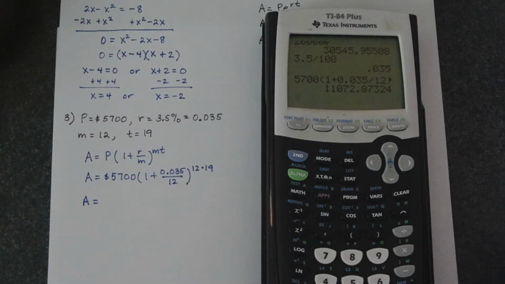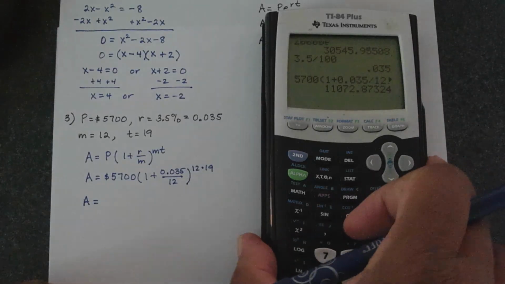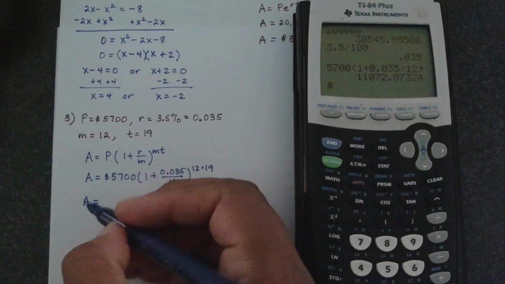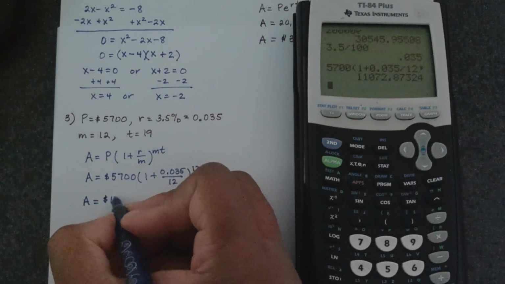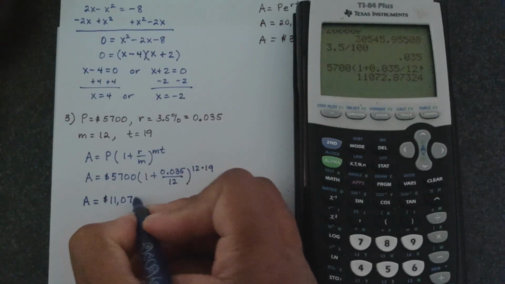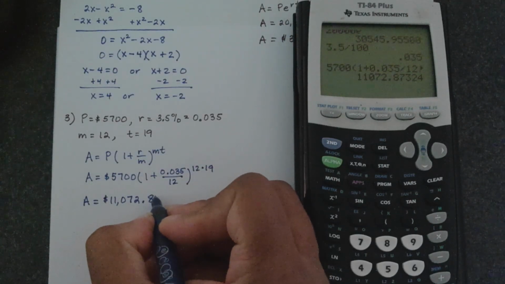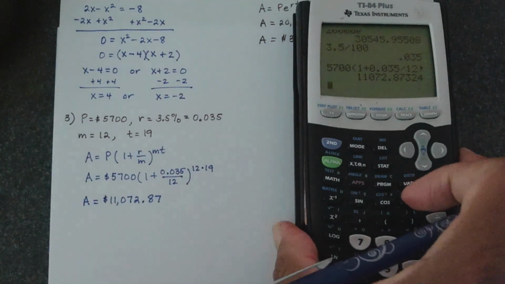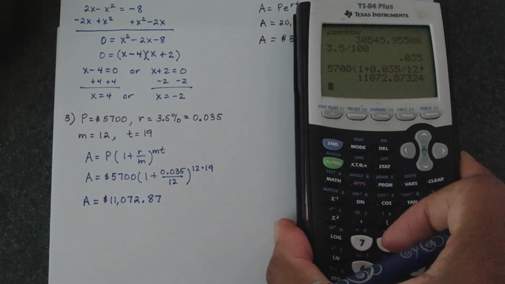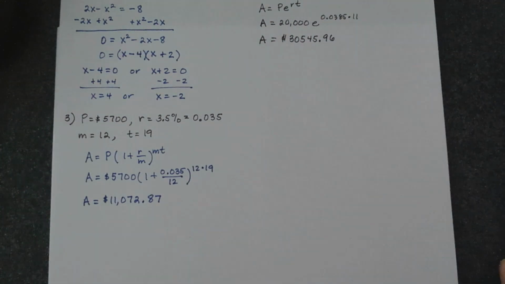So to 2 decimal places, this will be approximately $11,072.87. Okay, so that will be the amount of a $5,700 investment at 3.5% compounded monthly after 19 years.